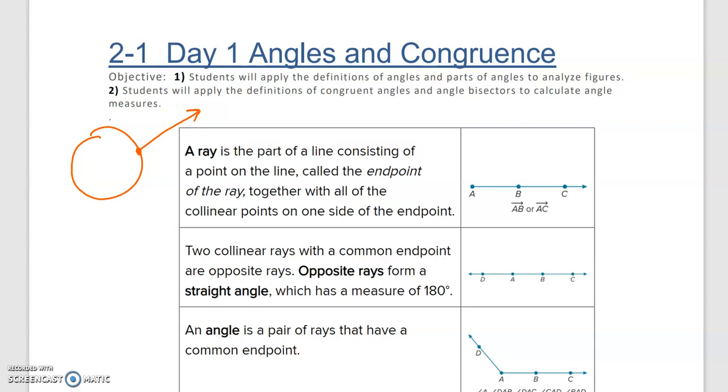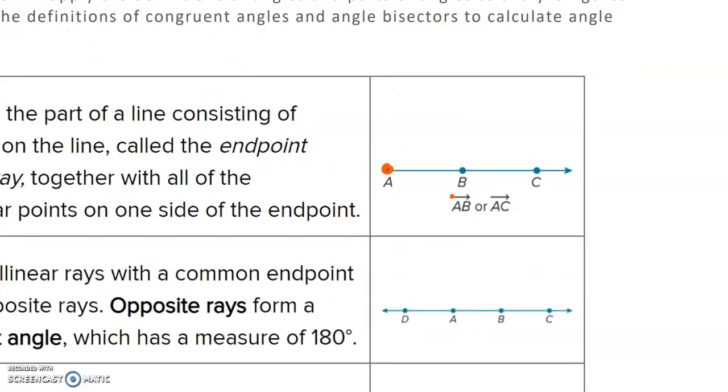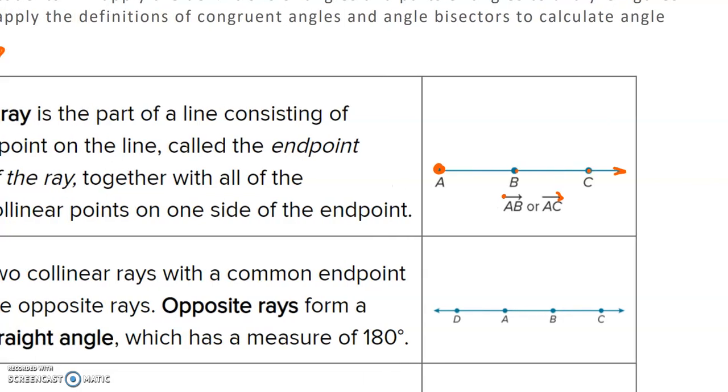And it matters how we name this. So notice that the endpoint is A, so we're starting with our little symbol here. The endpoint is closest to the A. The arrow is closest with our C or our B. You could name it ray AB or ray AC. But notice the arrow is with or above the C and the B.